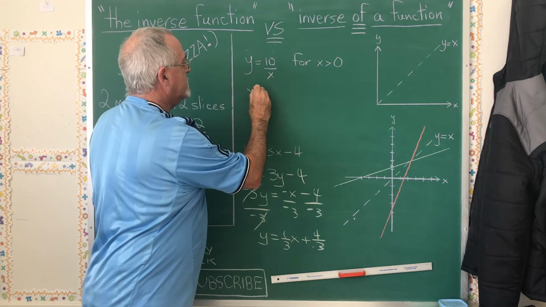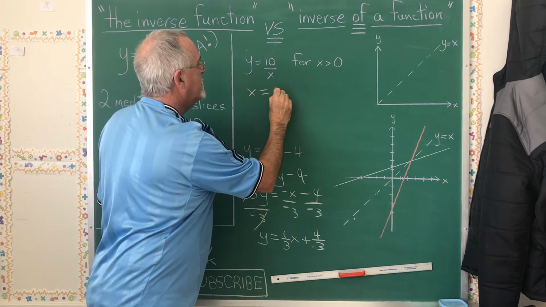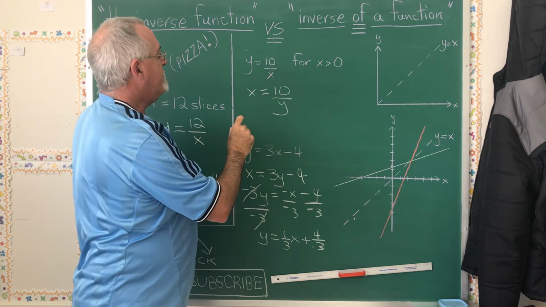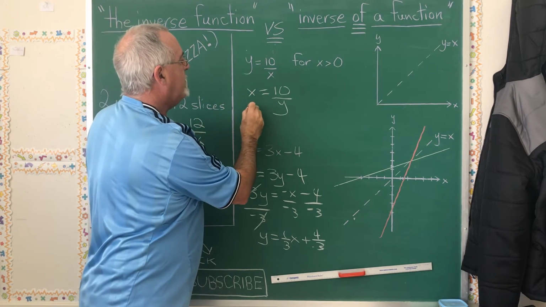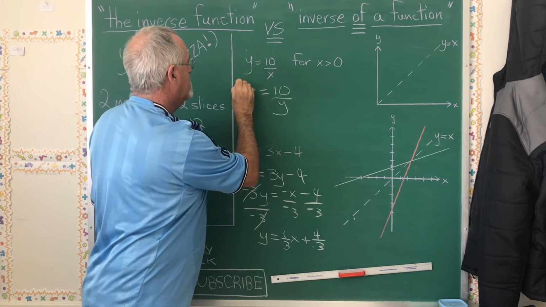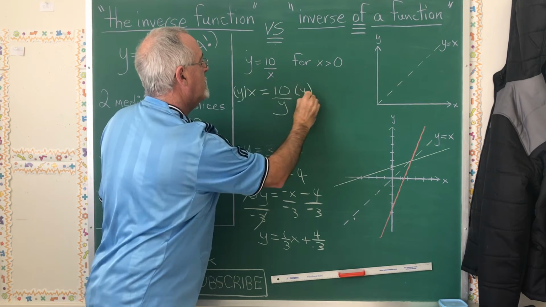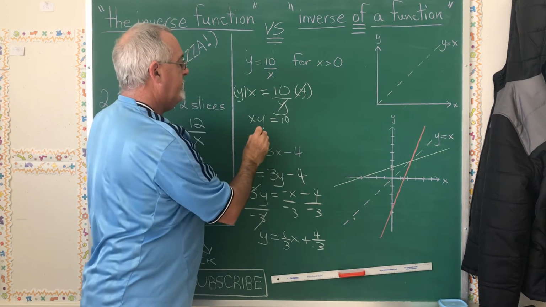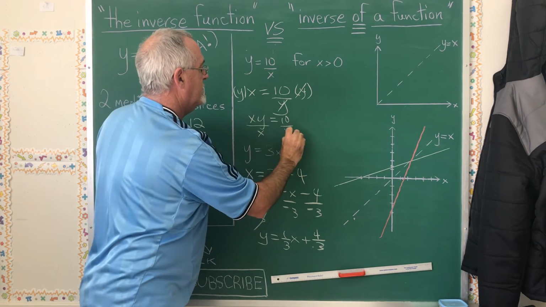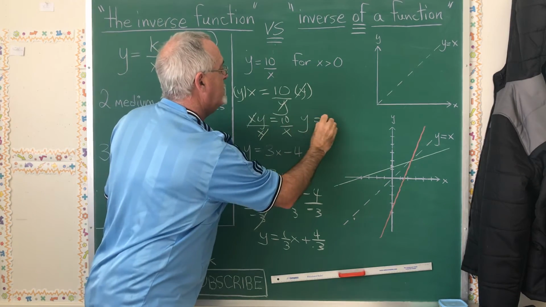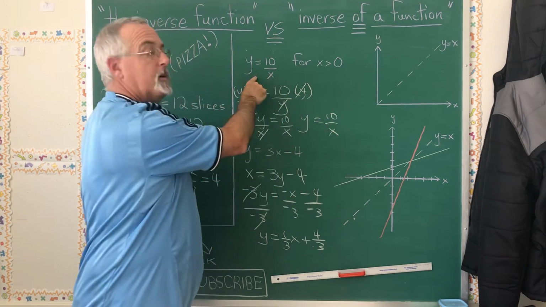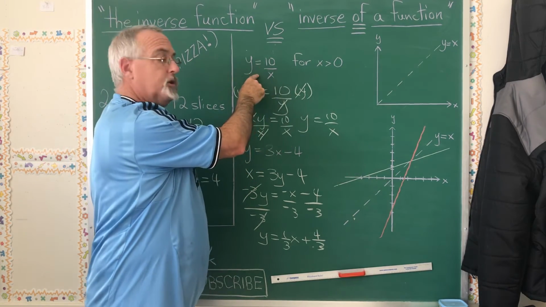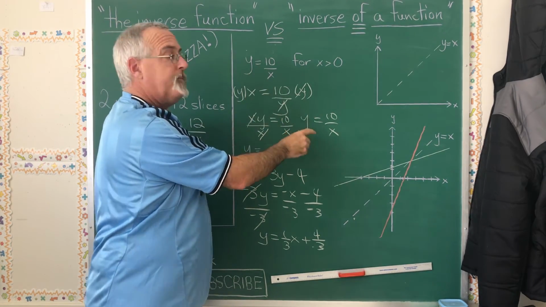If I switch the x and the y, and then multiply both sides by y, these cancel. I have xy equals 10. And then if I divide both sides by x, these cancel, and I have y equals 10 over x, which is the same thing I started with. So that means that the inverse of this inverse function is itself.